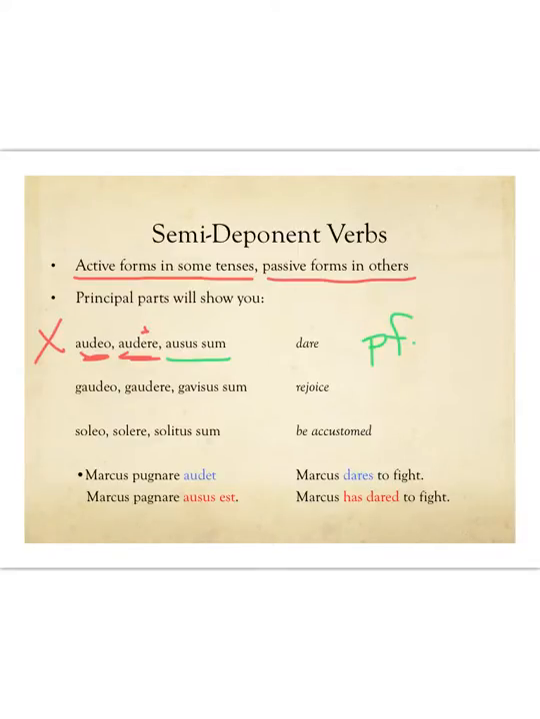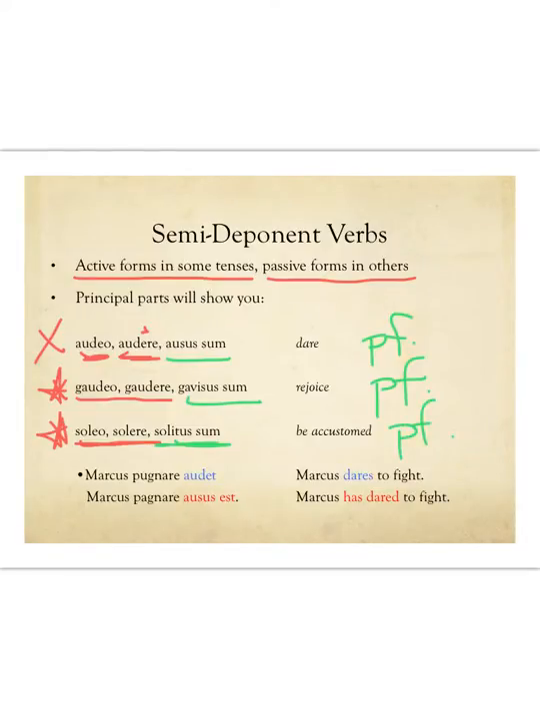The same is true for gaudeo, which means to rejoice. Gaudeo, gaudere, present, future, and imperfect will have active forms. Gavisus sum, the perfect stems, will have passive forms. And finally, soleo, solere, which means to be accustomed to or to be used to something, will have present, future, and imperfect active forms, but solitus sum, the perfect, will look passive.